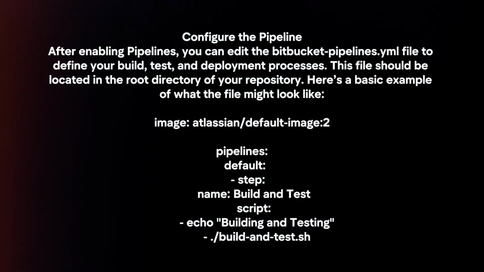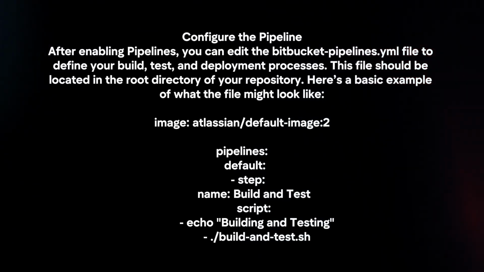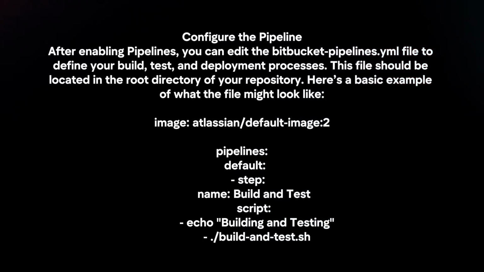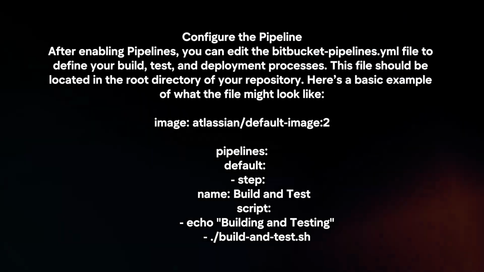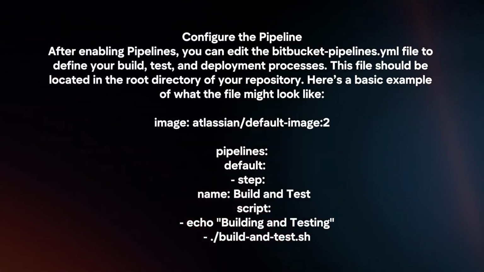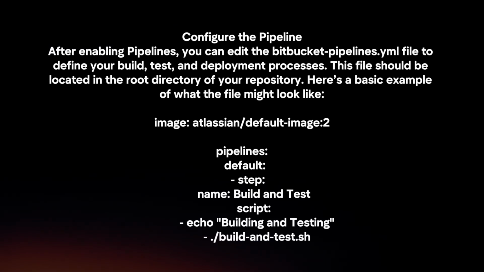Configure the pipeline. After enabling pipelines, you can edit the Bitbucket pipelines.yml file to define your build, test, and deployment processes. This file should be located in the root directory of your repository. Here's a basic example of what the file might look like.